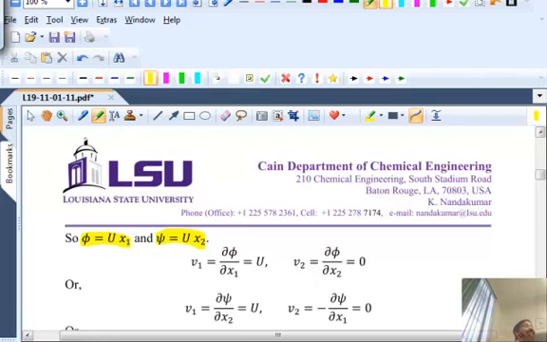Now, how do I get velocity, v1 and v2? Well, I could use the definition for phi. So I take phi and take its derivative with respect to x1. What is the derivative of U x1 with respect to x1?